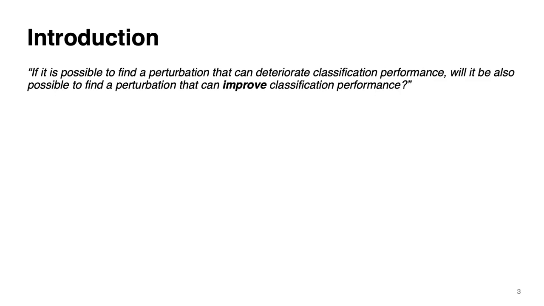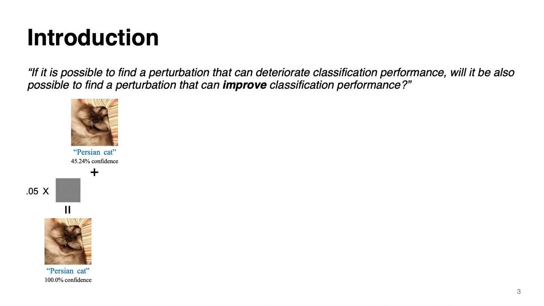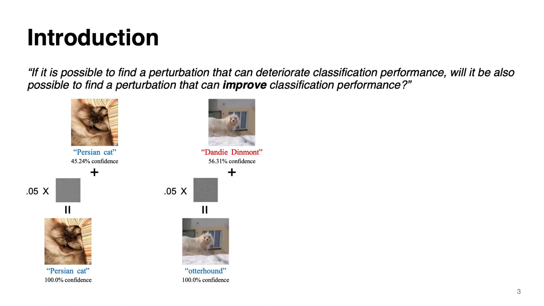The question that motivated our work arises at this point. If it is possible to find a perturbation that can deteriorate classification performance, will it also be possible to find a perturbation that can improve classification performance? Surprisingly, we find that the answer is yes. By adding an imperceptible noise, it is possible to maximize the classification confidence of a correctly classified image. It is also possible to make a misclassified image be correctly classified with maximum confidence.